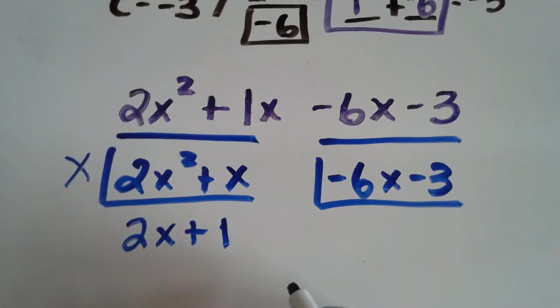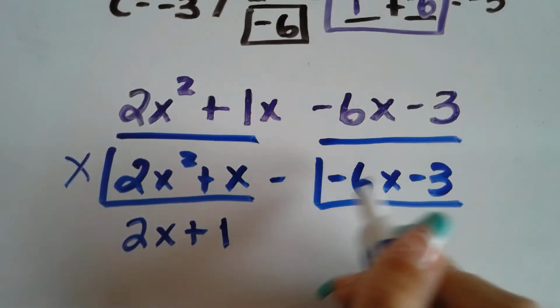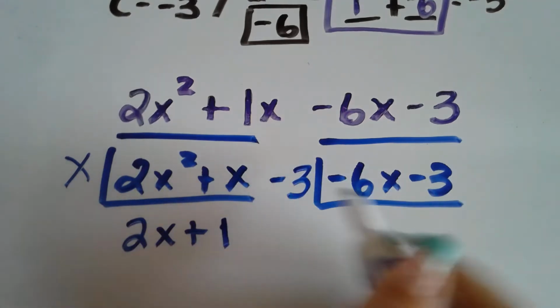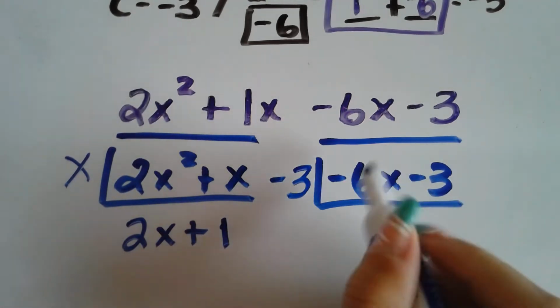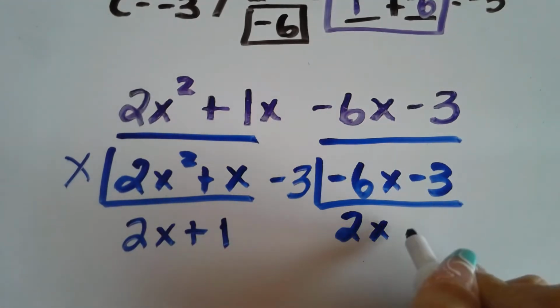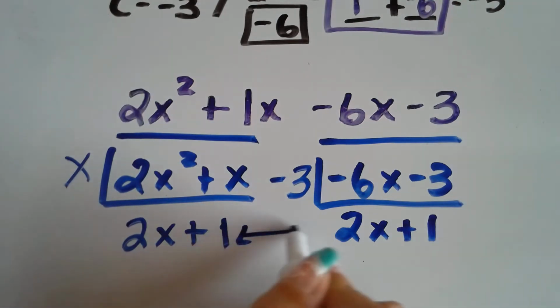is 1. Now with this one, I see that we have a negative, so I'm going to pull out my negative to change all of these signs. And what do these two numbers have in common? A 3. So negative 6x divided by negative 3 is going to be 2x, and negative 3 divided by negative 3 is going to be a plus 1. Perfect. They match. We're on the right track.